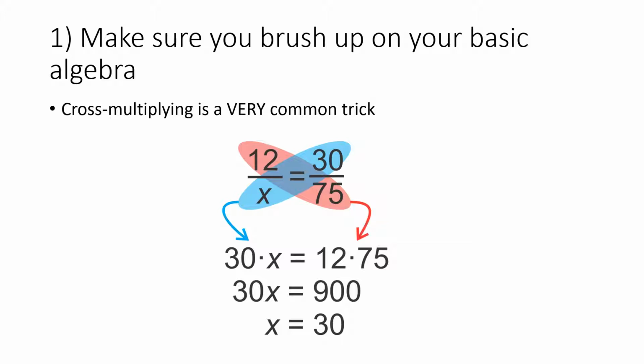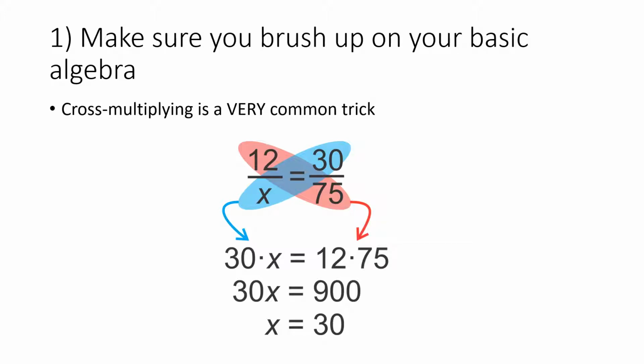So if we have 30 times x, that would be 30x on the left-hand side. 12 times 75 is 900, and that's on the right-hand side. And these two things are equal to each other. And you need to solve for x. So you need to get x by itself.